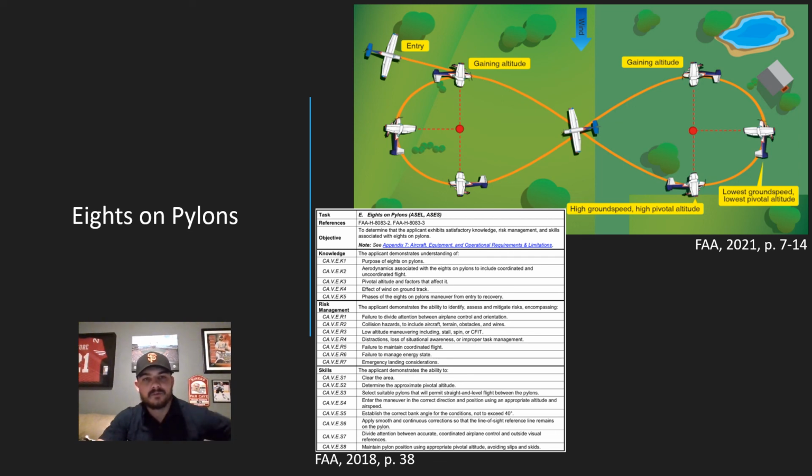Other errors include slipping or skidding in turns by attempting to stay on the pylon with inadequate rudder, an excessive loss or gain in altitude, a bad selection of pylons, not entering the maneuver into the wind, selecting a heading in between the pylons that fails to account for wind drift, improper timing of initial bank, abrupt control inputs, and failing to select the proper pivotal altitude.